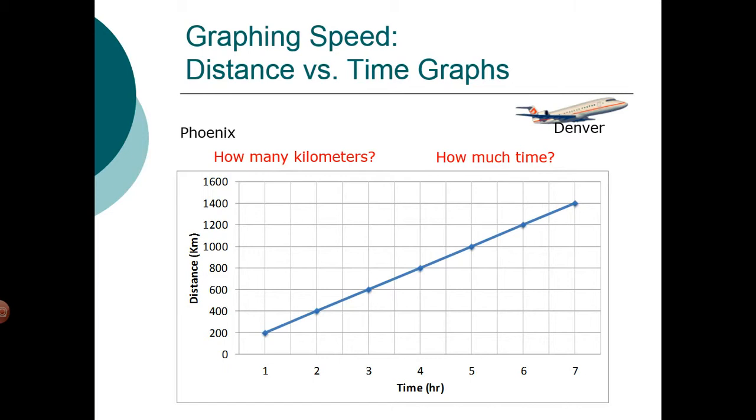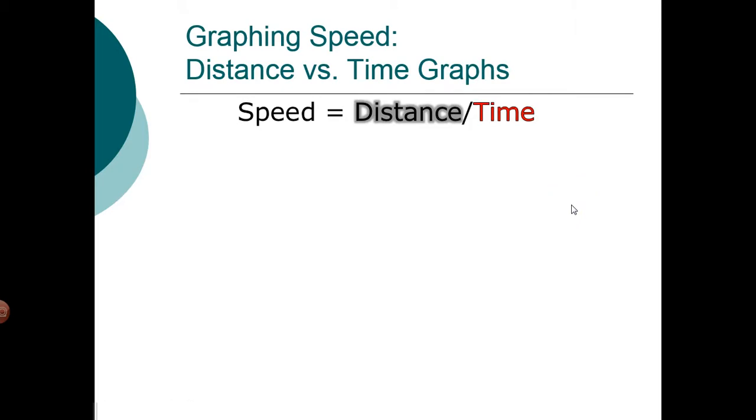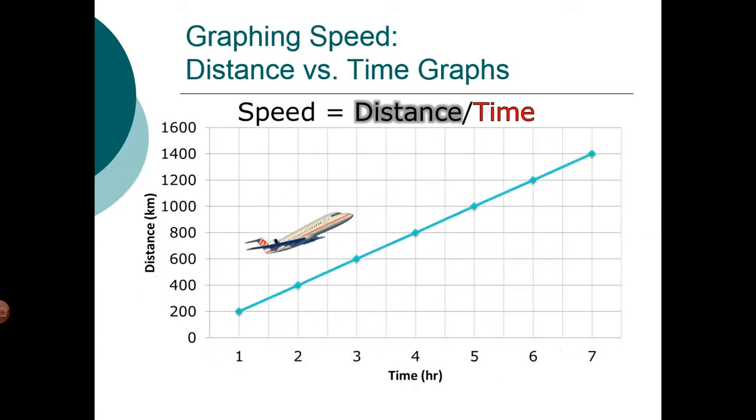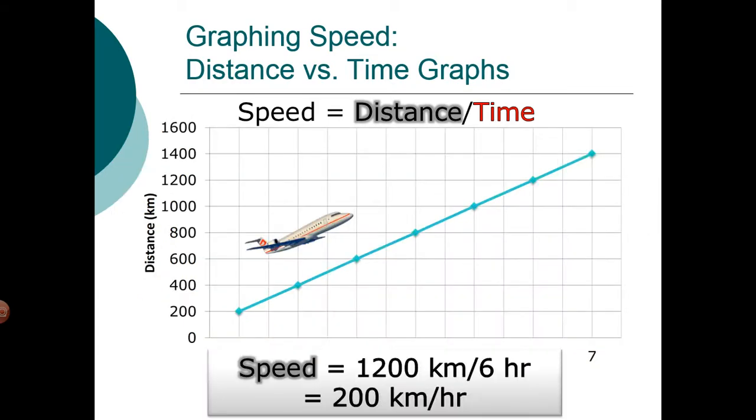So we said, over the course of this trip, the distance was 1,400 kilometers and the time was 7 hours. So we know speed equals distance divided by time. So we can take 1,200 kilometers divided by 6 hours, and we get the speed of that flight was 200 kilometers per hour.